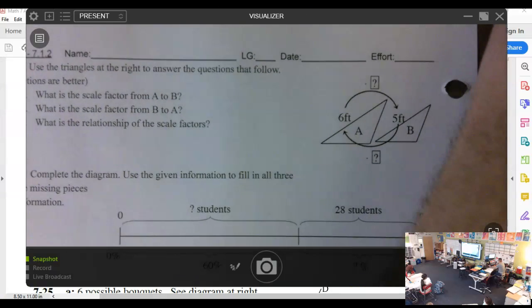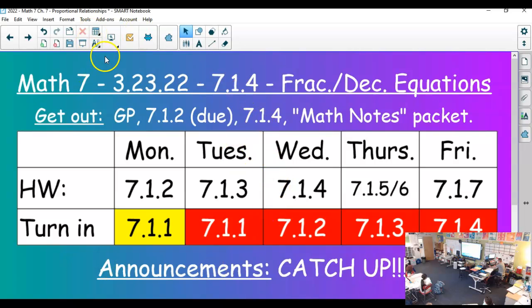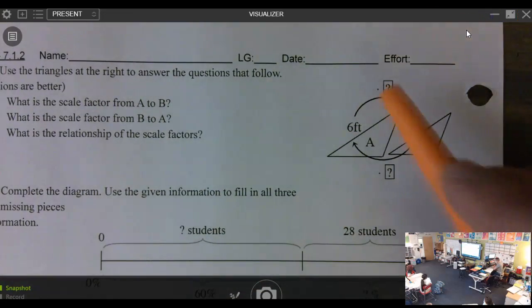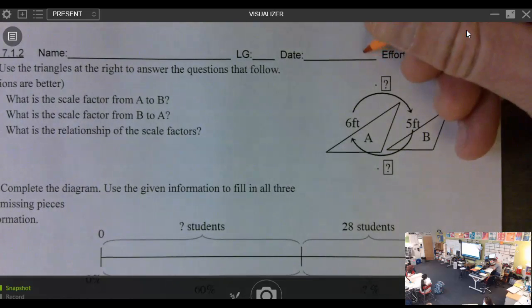All right, so I should probably show this screen again for our friends playing along at home. So we're doing 714 today. We're checking homework first. So to get the scale factor, it's always multiplication, guys.